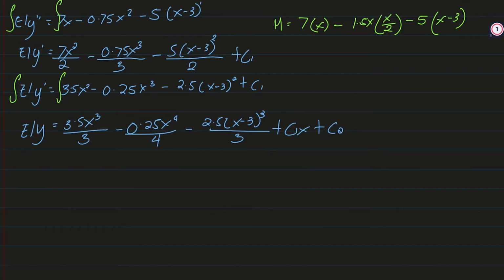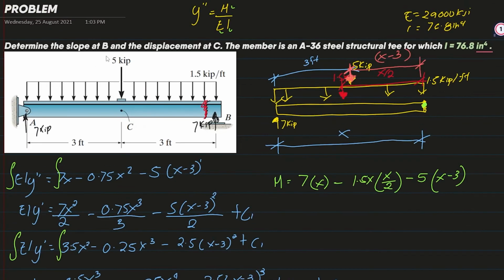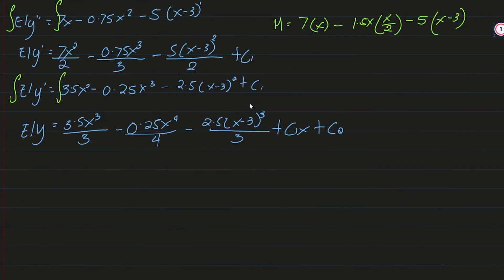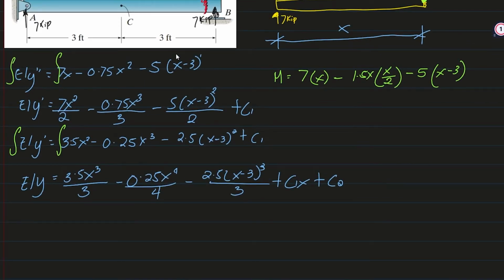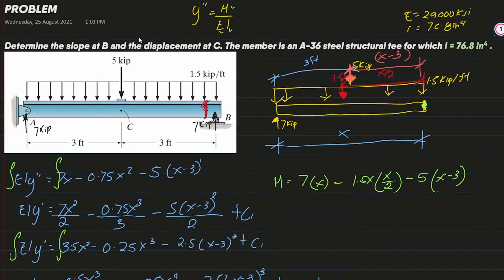However, before we can proceed solving these unknowns, slope at B, displacement at C, we need to solve the values of these arbitrary constants. Ano yung value ng C1? Ano yung value ng C2? And how are we going to do that? Well, we use boundary conditions. Boundary conditions, meaning, ano yung mga initial na alam na natin? Without doing any calculations, by simply analyzing the beam, ano yung mga alam natin na values ng deflection? Ano yung mga alam natin na values ng slope?